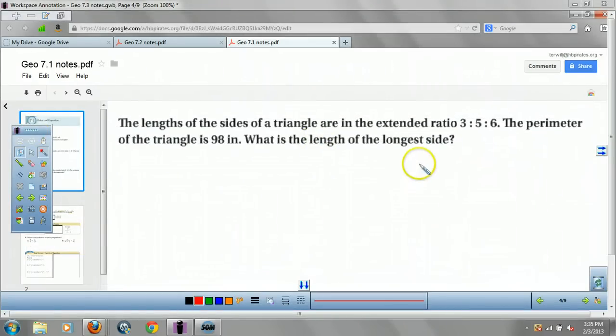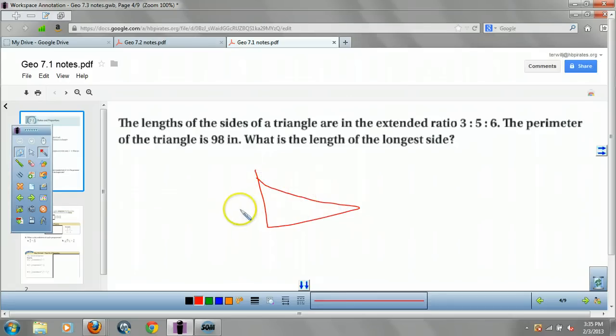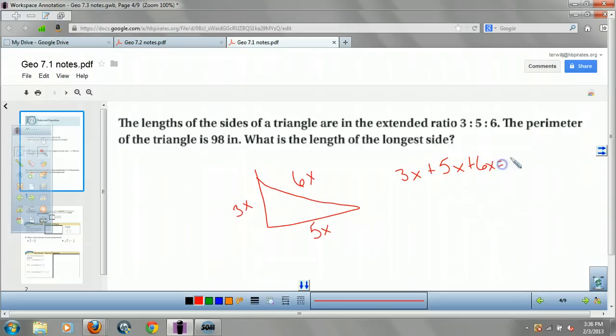The lengths of the sides of a triangle are in an extended ratio of 3, 5, 6. The perimeter's 98 inches. What's the length of the longest side? So we have a triangle with a 3, 5, 6 ratio. Remember, perimeter's the distance around. So when we add them all up, we're going to get 98. So I'm going to do the same thing. I'm just going to put x's in here. Not add, but multiply. So 3x plus 5x plus 6x equals 98, right?